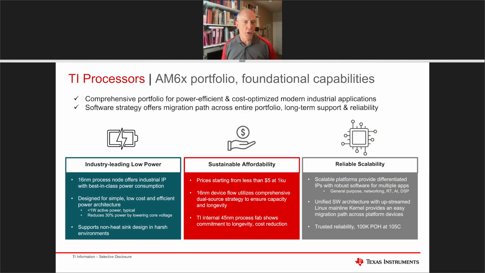TI has a portfolio we call our AM6x line of products. These are microprocessors that can run Linux and can run containers. We build them with embedded systems in mind. They're designed for low power, and that also gives you better thermal management and different things like that that embedded systems often need.